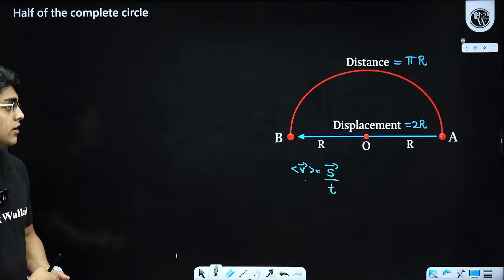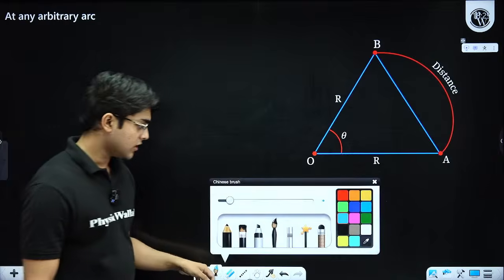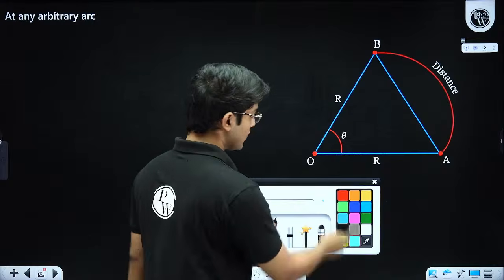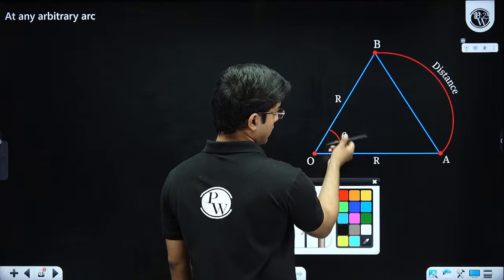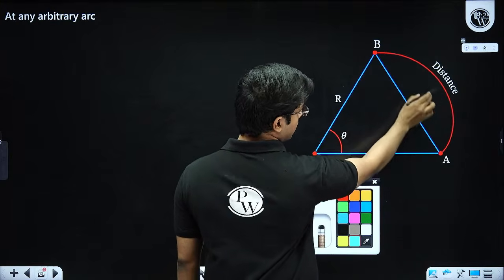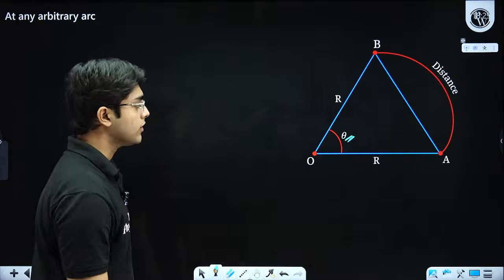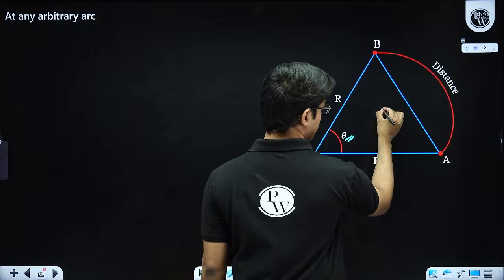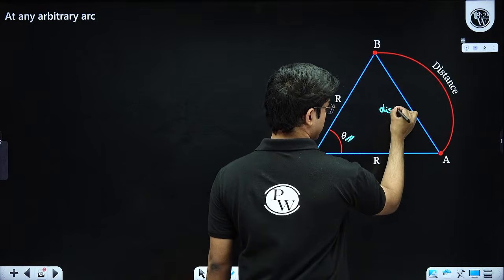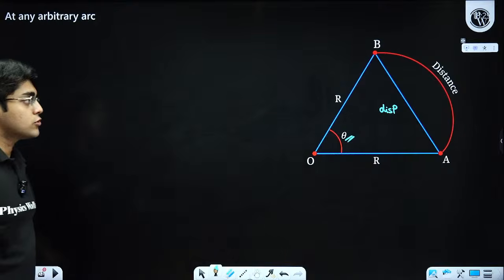Okay. Now the next one is a little bit more harder. So try this. Now it is not a semicircle or a quarter circle. It's a theta part of the circle, right? It's an arc which subtends theta angle at the center. Okay. So in this case, what will be distance and displacement? Try this also.